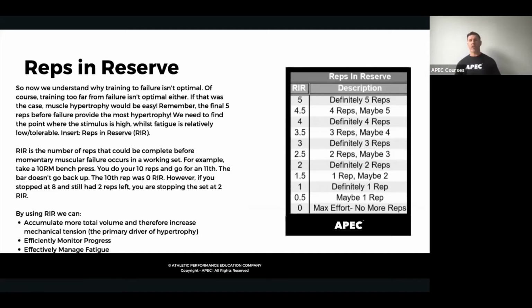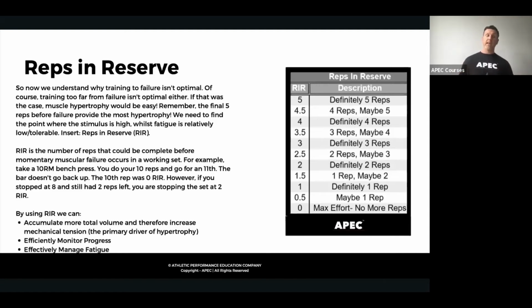So now that we understand why training to failure isn't optimal, of course, training too far from failure isn't optimal either. If that was the case, muscle hypertrophy would be easy. And remember, the final 5 reps before failure provide the most hypertrophy. We need to find the point where the stimulus is high, whilst fatigue is relatively low, or we can tolerate the fatigue. And we do this with a method called reps in reserve. Reps in reserve is the number of reps that could be completed before momentary muscular failure occurs in a working set.